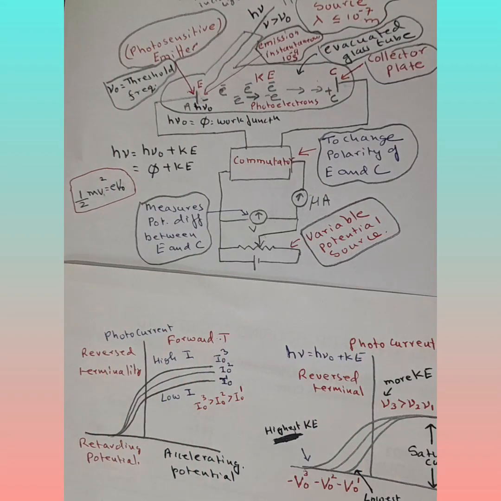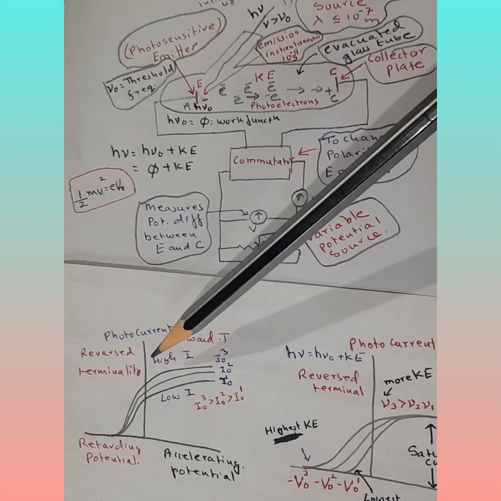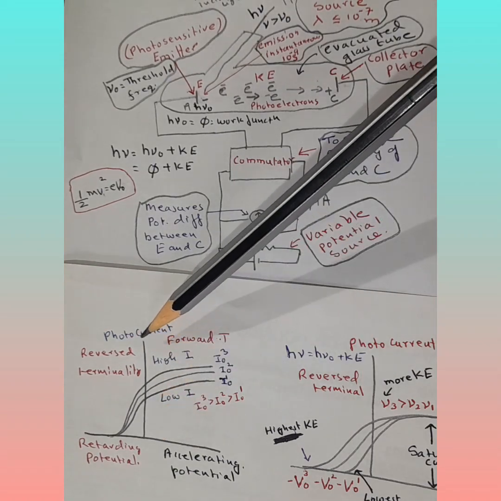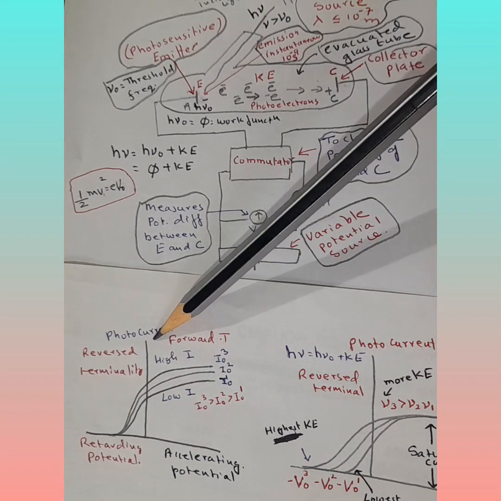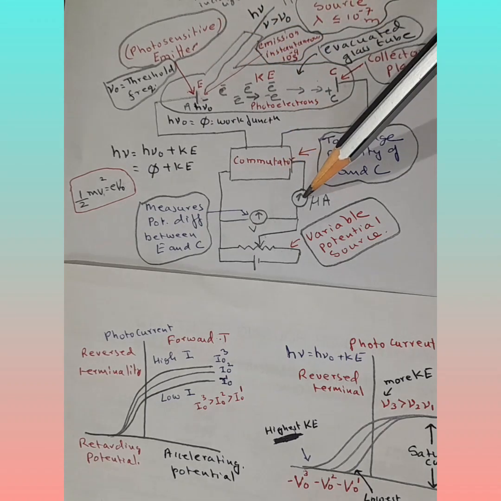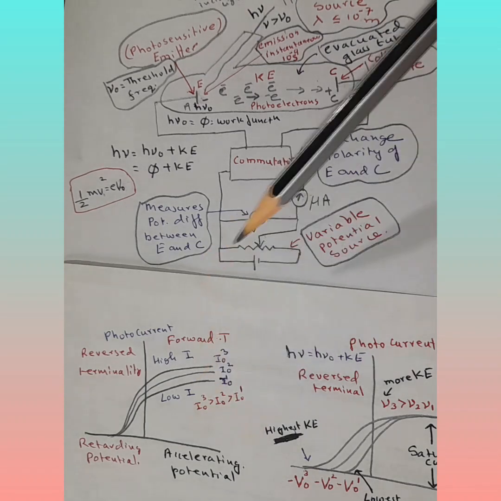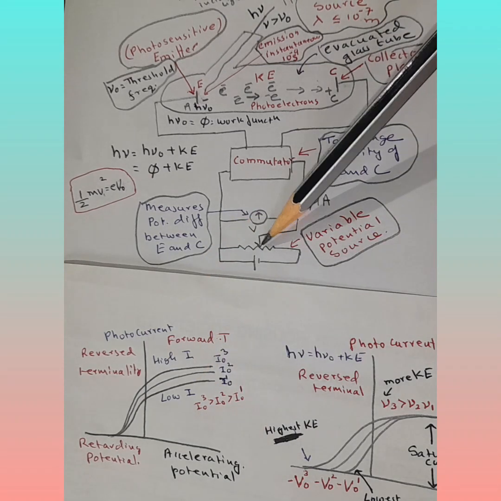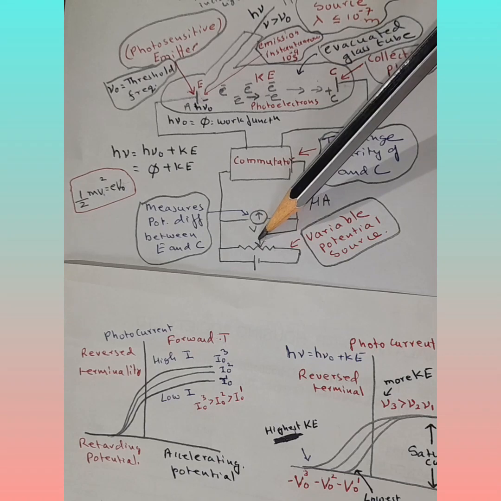Let's try and understand some of the graphical representations of photoelectric current versus accelerating potential or retarding potential. Now let's check out over here. The Y-axis is photocurrent, the current that is being generated and recorded here. And this is accelerating potential, the potential that we are applying here.